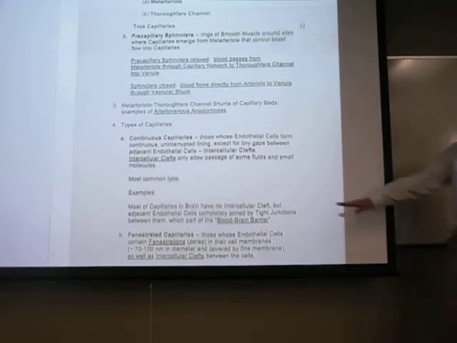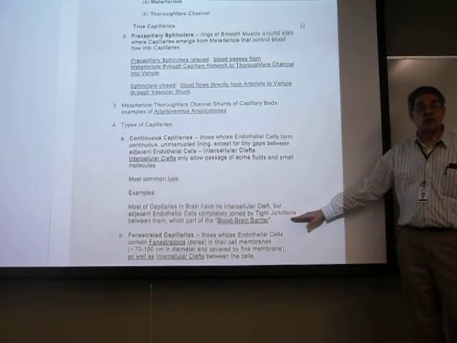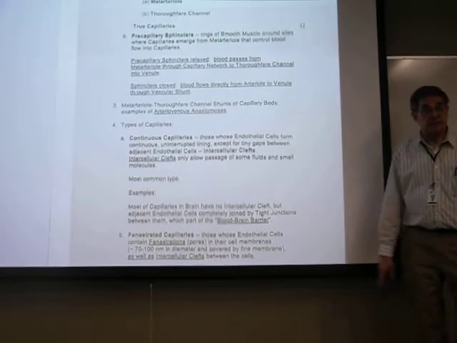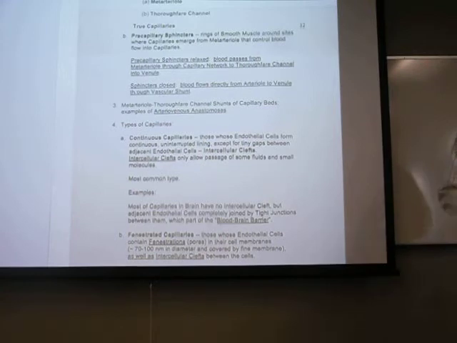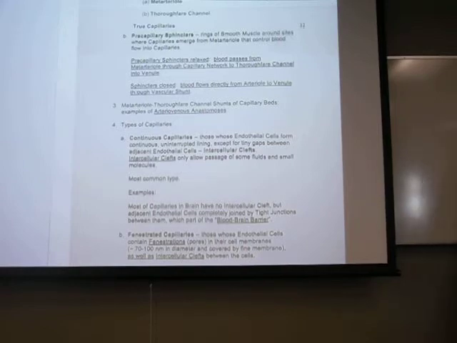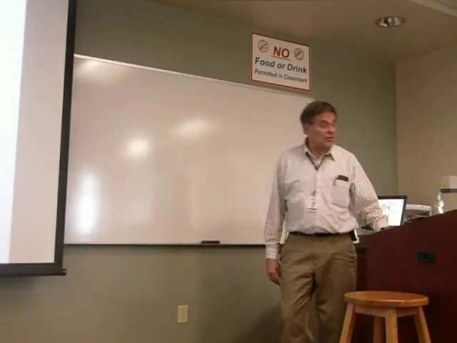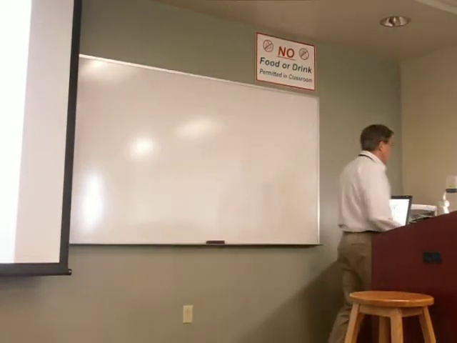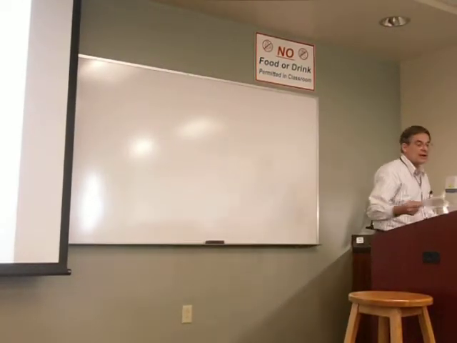But again, very few molecules can actually cross, including a lot of therapeutic drugs, because of these tight-walled capillaries, the so-called blood-brain barrier. So these are the continuous capillaries found throughout the body and in the brain. All right, the second type of capillary is more porous than the continuous capillary. These are called fenestrated capillaries.